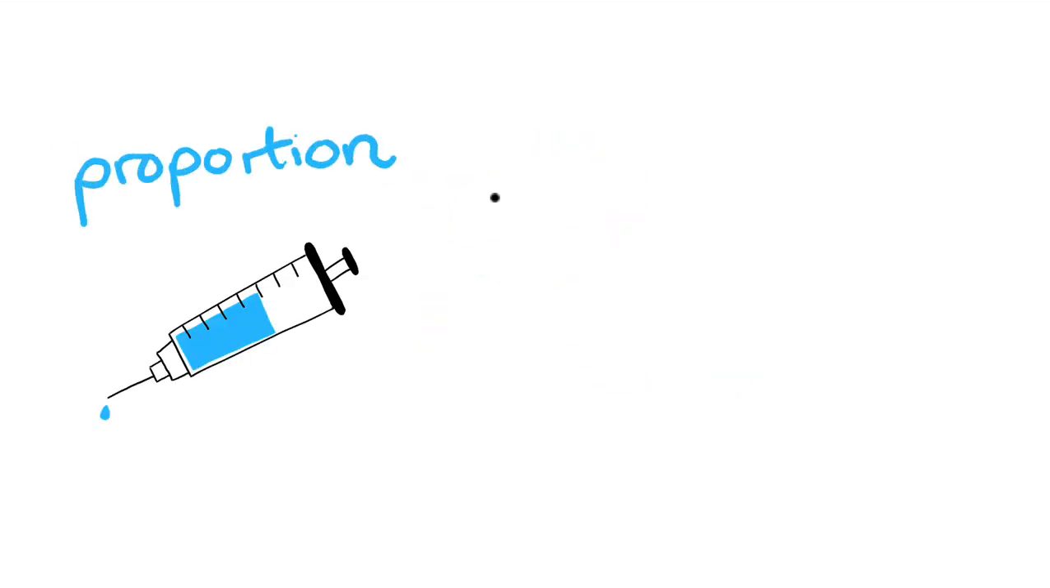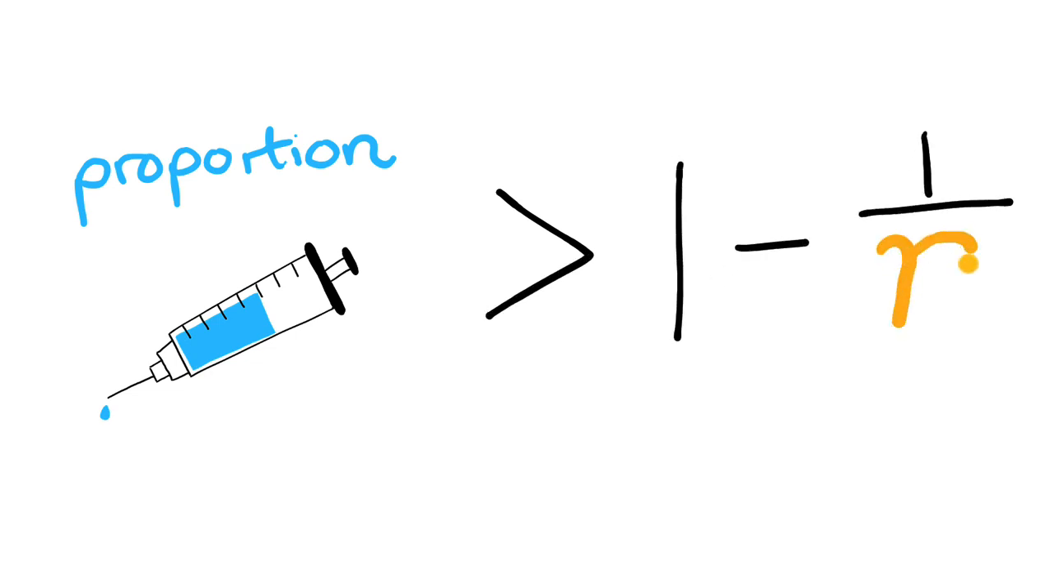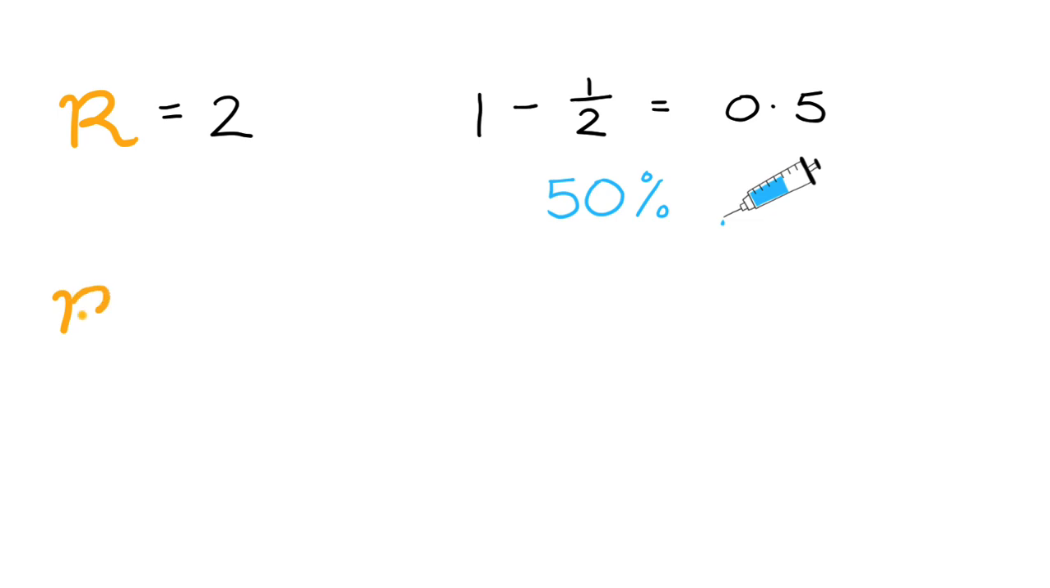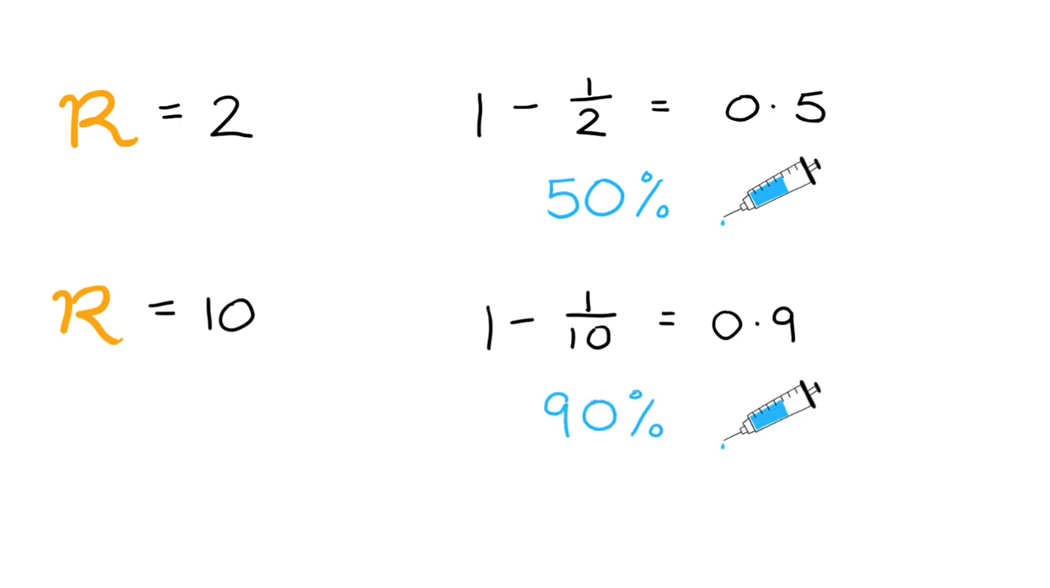We actually can get a formula for the percentage of people we need to vaccinate using the R number. This can be written as the proportion of people that need to be vaccinated is greater than 1 minus 1 over R. So if R is equal to 2, then we have 1 minus 1 over 2, which gives us 0.5 or 50% of people needing to be vaccinated. And if R is equal to 10, then we get 1 minus 1 over 10, which is 0.9 or 90% of people needing to be vaccinated.